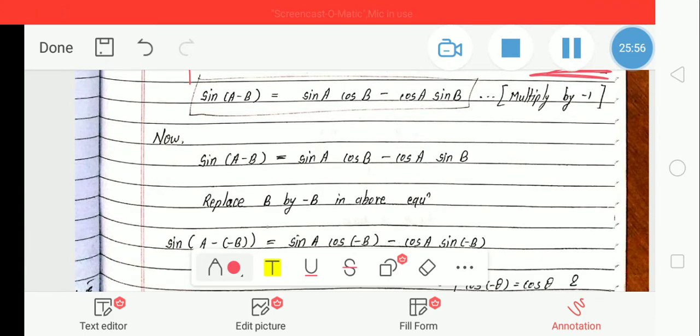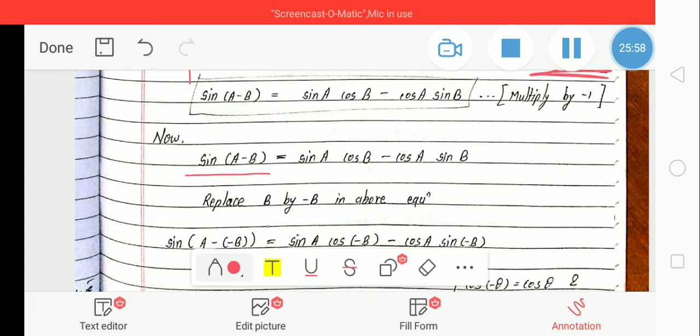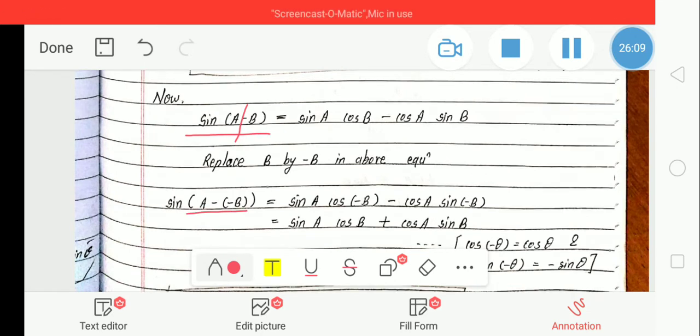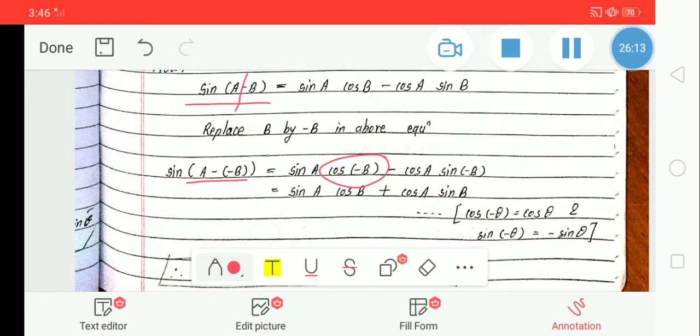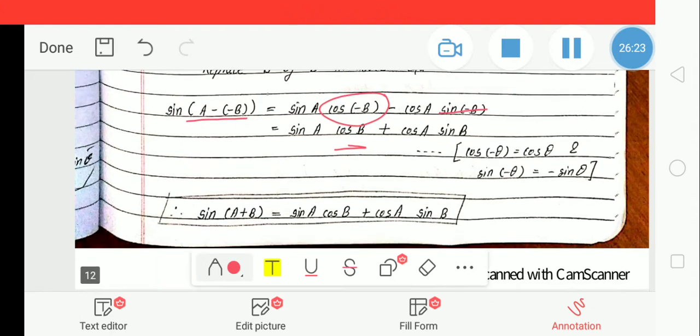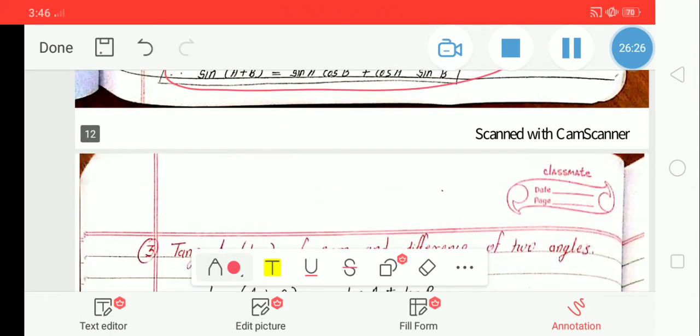Now we know that sin(A minus B) is equal to sin A cos B minus cos A sin B. We replace B with minus B, so here we take a plus because of minus minus plus, and sin A cos B, since cos of minus theta gives only plus cos B, and here minus, since sin of minus theta is equal to minus sin theta. So we get this equation.